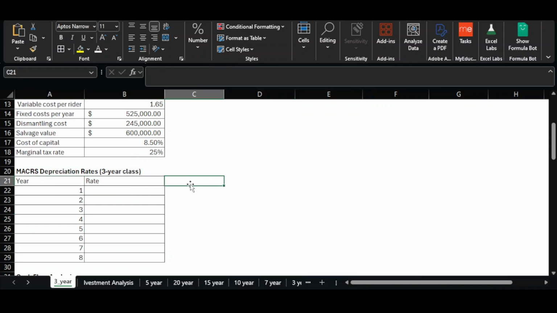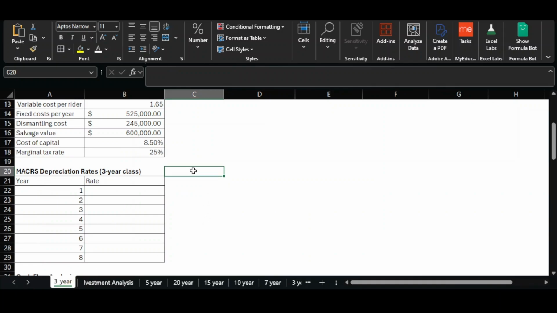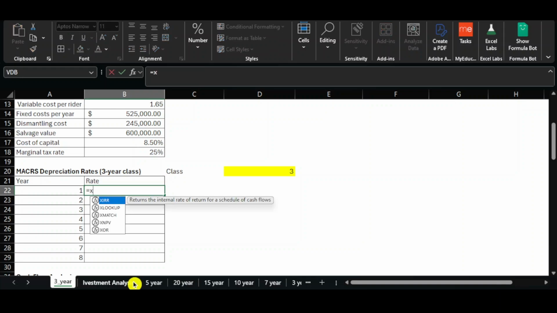And then somewhere in this cell, I created a helper cell. Going back to 3 year, I called it Class, and in the next cell to it I put the number 3. I highlighted it in yellow so I know what to change. And then I simply went into this item and used a formula. I think I used XLOOKUP here.